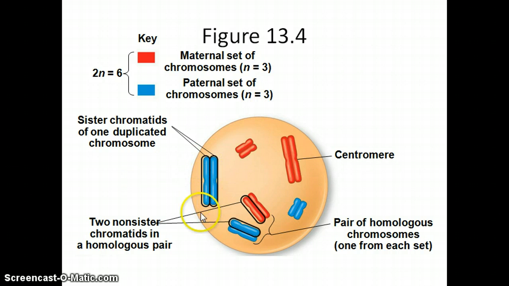And each of these chromosomes, this is one chromosome, but it's actually a set of two sister chromatids because we've already gone through the duplication process. But the homologous chromosomes, these two are the same size, so they're the same set of genes. So these are a homologous pair, and they're not identical. They are non-sister chromatids, these two chromatids here.